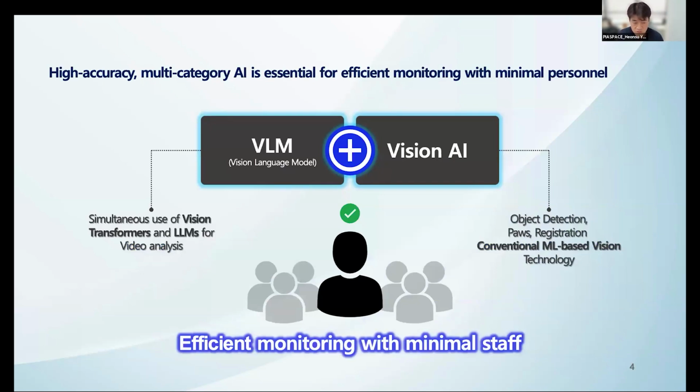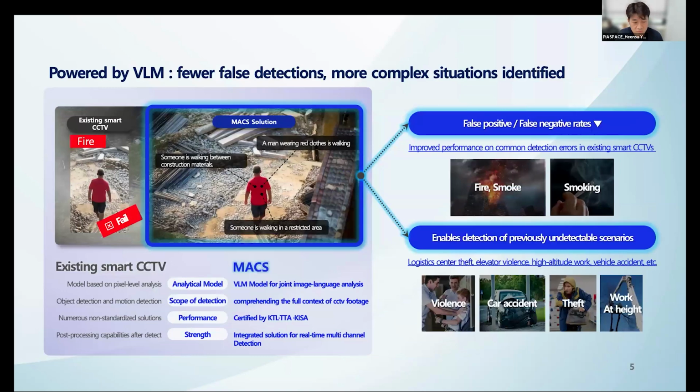So we are using vision language model plus vision AI. Vision AI means typical AI machine learning: object detection, pose recognition, key points, people counting, those things. We want to combine this vision AI with a vision language model. Let me tell you what is different when we are using a vision language model.